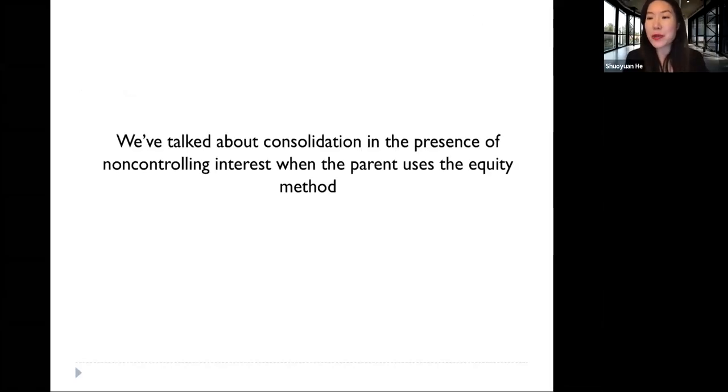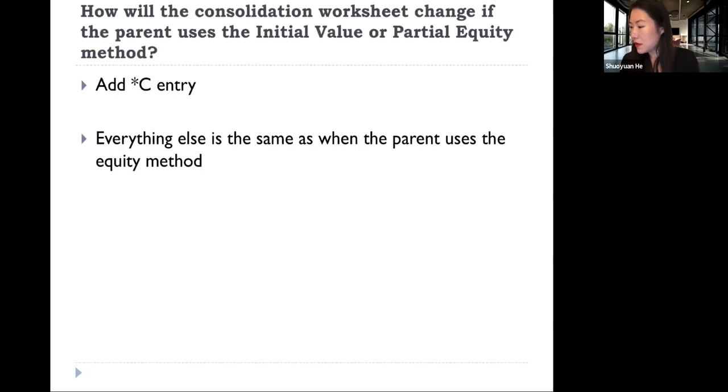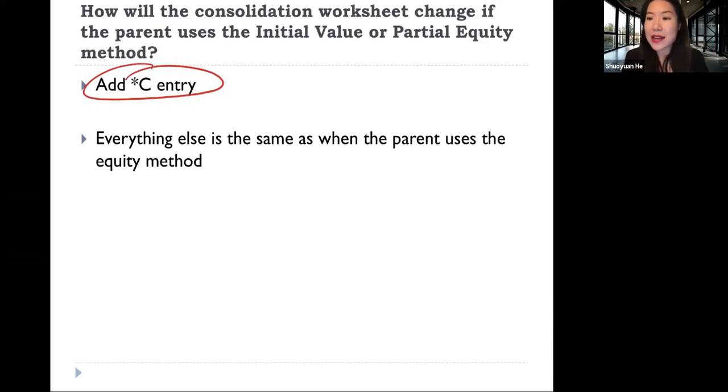Up to now, what we have talked about is based on the parent using the equity method. You may wonder, what if the parent is using either the initial value or the partial equity method? Actually, there's not a lot of differences here. The only major difference is we need to add the star C entry in the subsequent years.